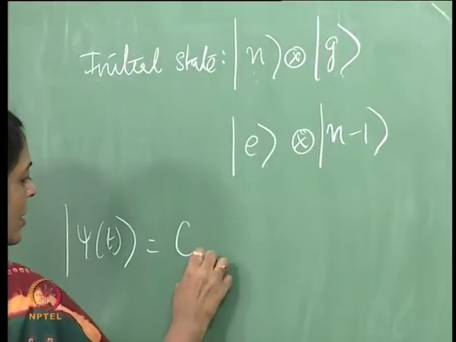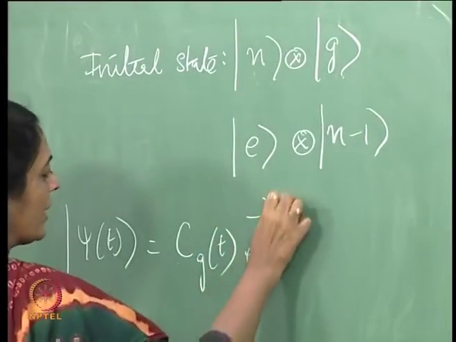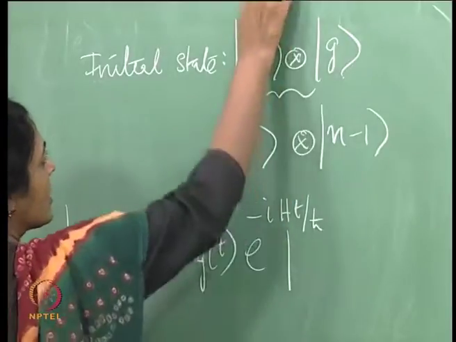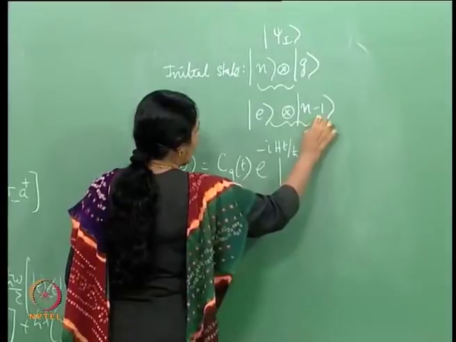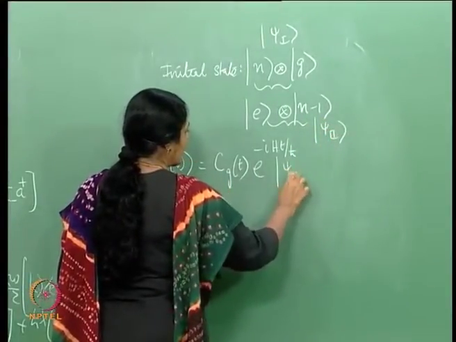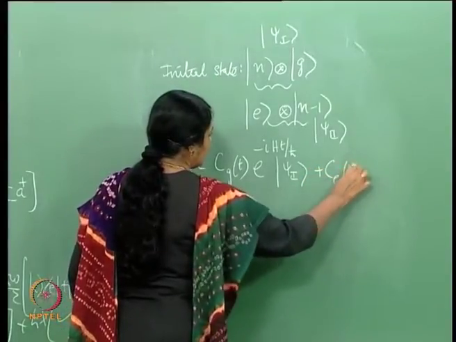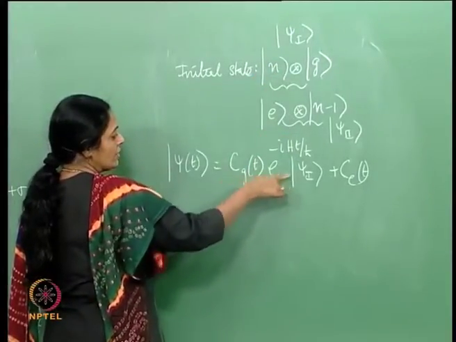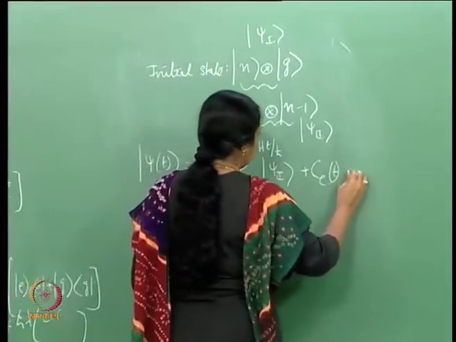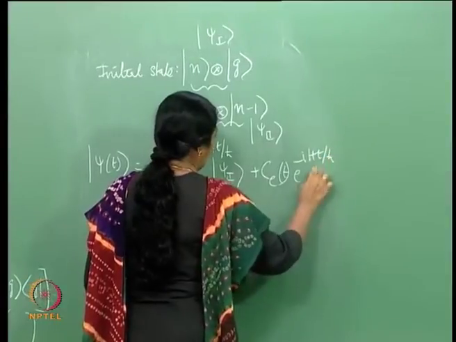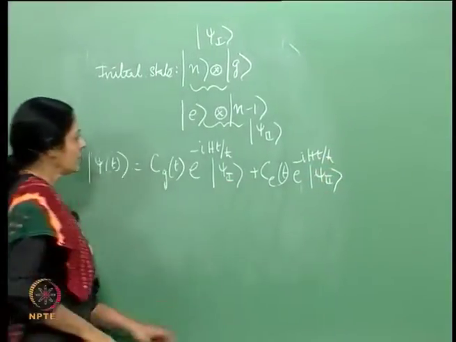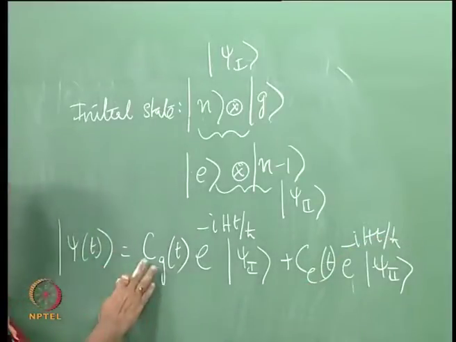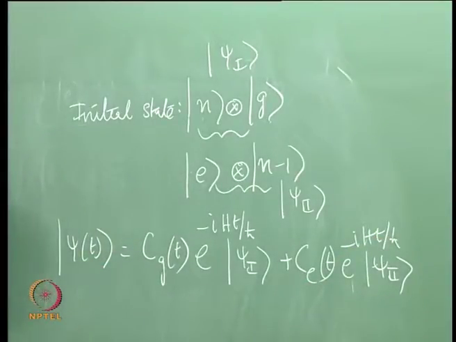Perhaps I can write this as Cg of t e to the minus iHt by h cross. Let me call this psi 1 and this psi 2. These are basis states. I use E because psi 2 has the atom in the excited state, and I use G because psi 1 has the atom in the ground state. Recall that these are not functions of time, they are basis states. This is the manner in which the basis states evolve, and in general I have some superposition coefficients.